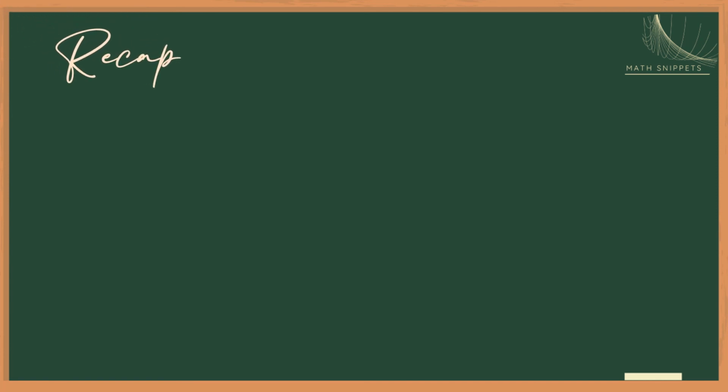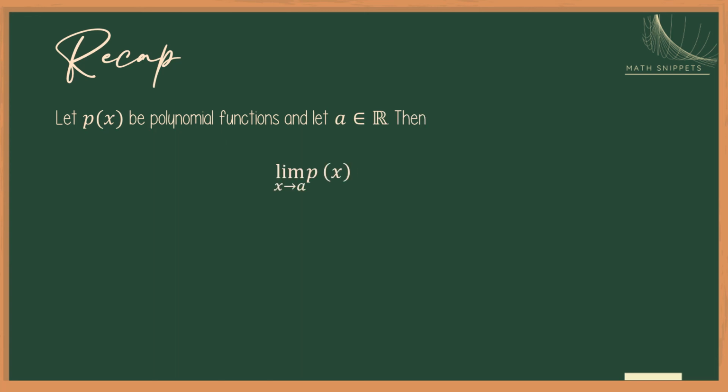So let's do a recap. What we learned today was to evaluate the limit of polynomial functions. So for any polynomial p and any real number a, we get the limit of p as x approaches a as p of a, or we simply substitute a to x in p.